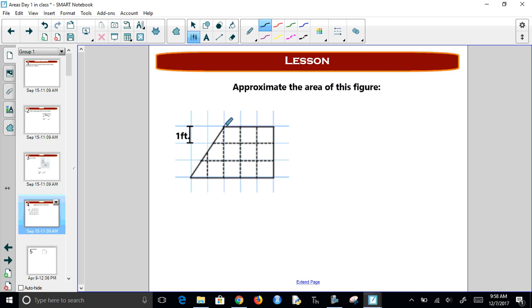We could do the same thing here. We could say this is 9. This one's a little bit tricky because we have halves. We can piece them together, or we can see that there's really 6 that are just cut in half, so that would be 3. If you add them together, it's 12, and this is representing a foot, so that's 12 square feet.